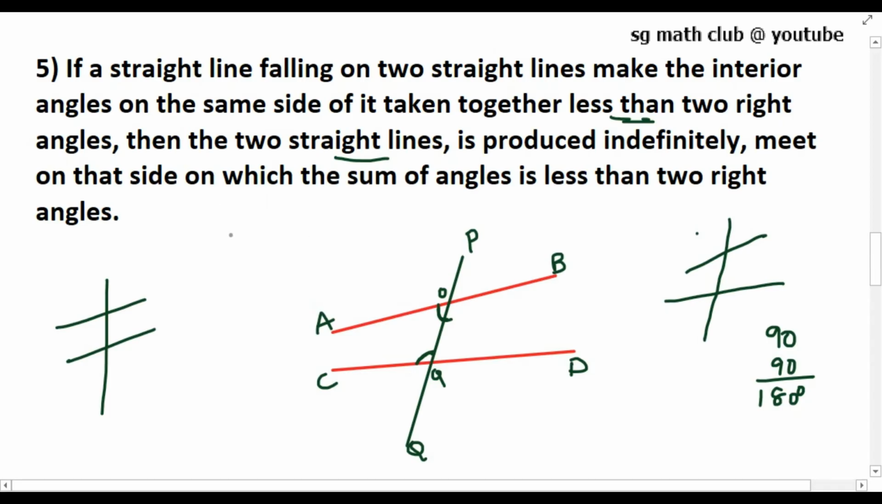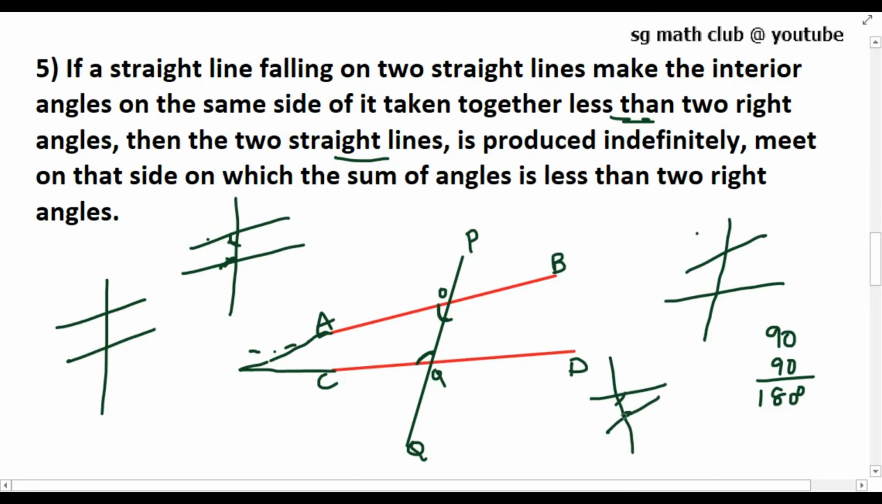In simple words, two straight lines are there and one more straight line is falling on these two lines. You take the two interior angles and add them, and if the sum is less than 180 degrees, then if you extend the lines, they will meet at one point on the same side. It can be this side also, for example like this. If the sum of the two interior angles is less than 180 degrees and you extend these two sides, they will meet.